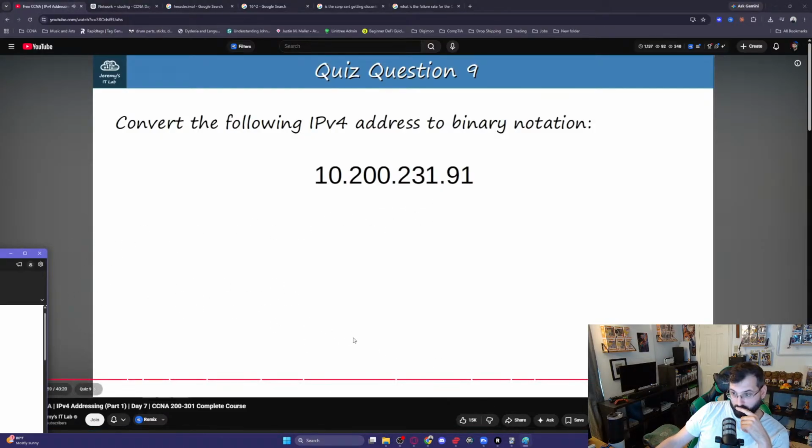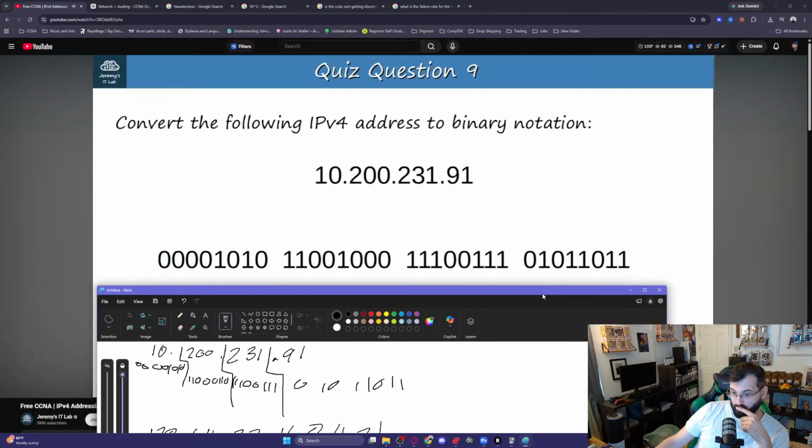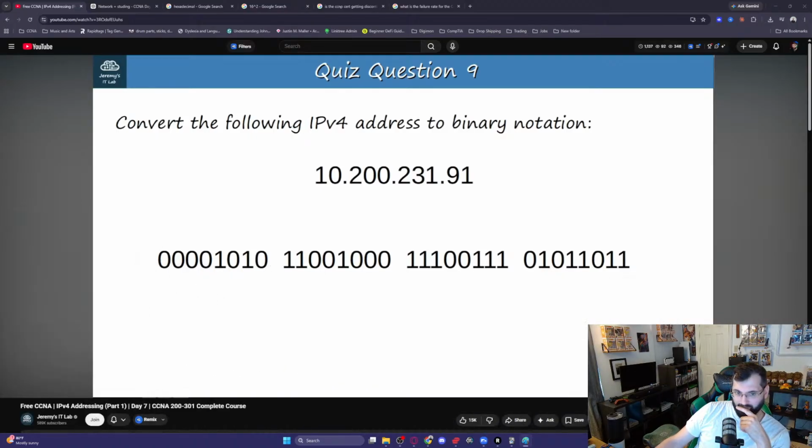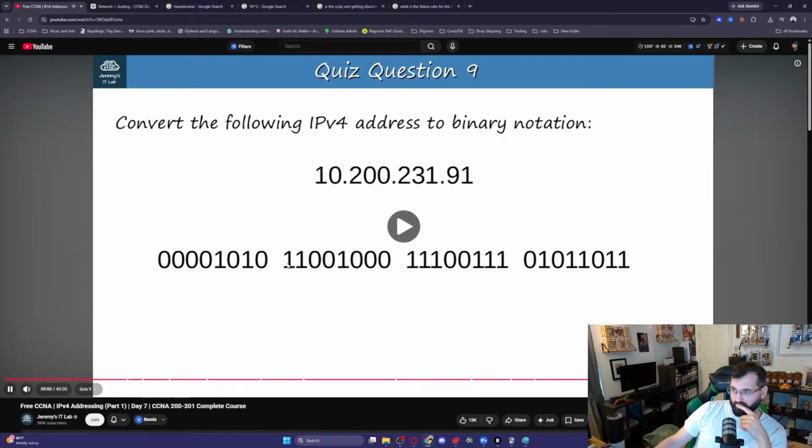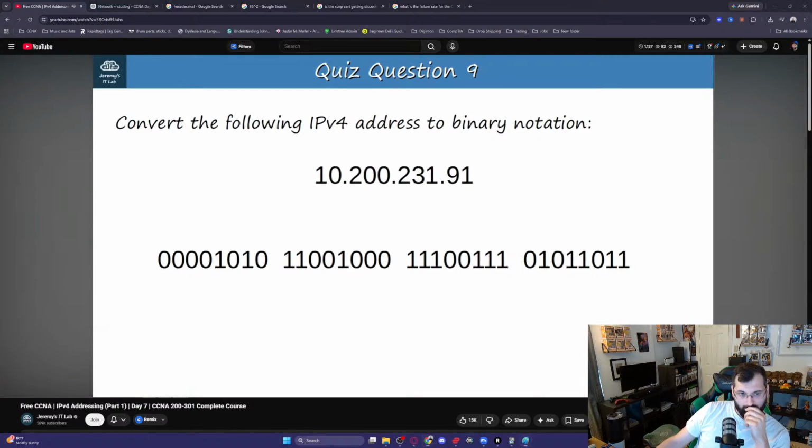And here is the answer. 0 0 0 0 1 0 1 0 1. Yes. Damn, I got this one wrong. Okay. All right. I'm still averaging out a pretty good score. Let's go to question 10.